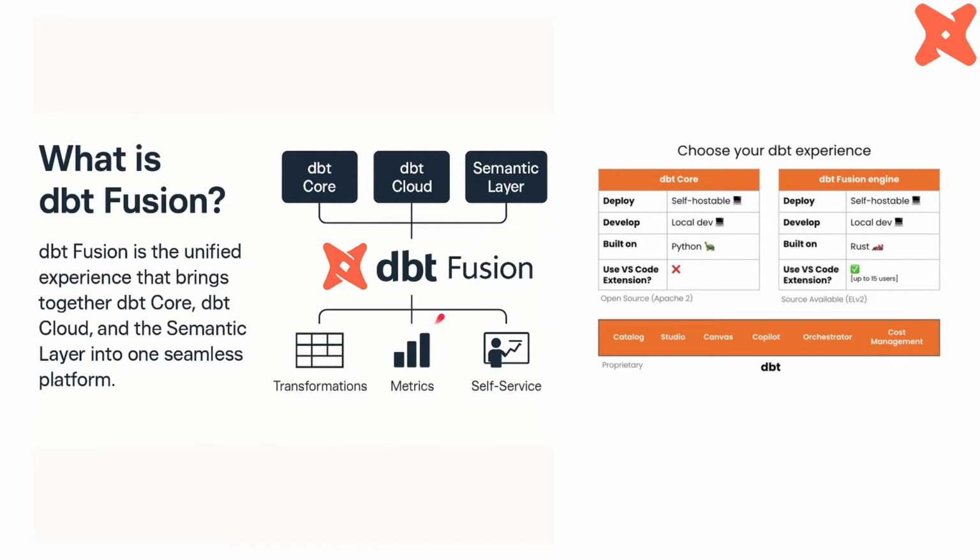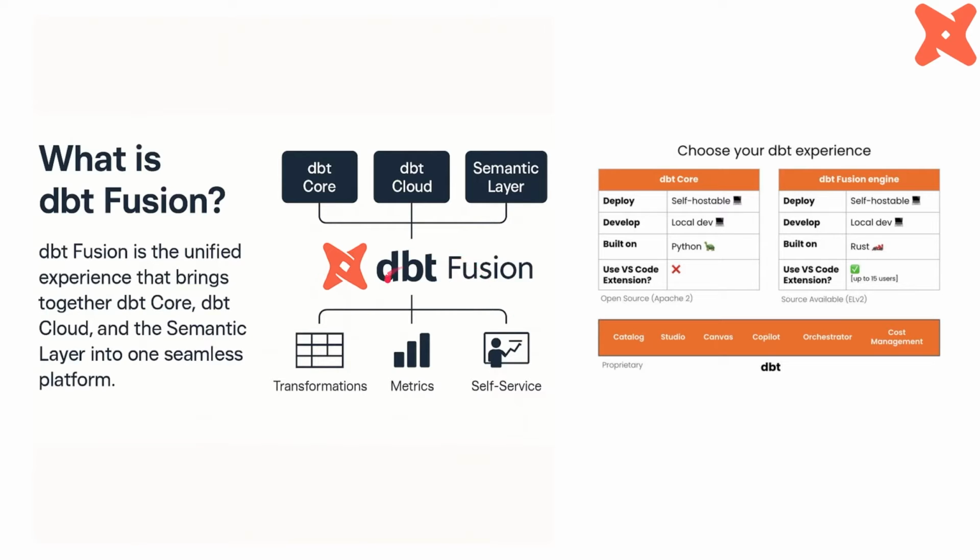So here you can see dbt Fusion sits at the intersection of three essential components. dbt Core for SQL modeling, dbt Cloud for automation and orchestration, and Semantic Layer for defining reusable metrics. These are not just integrated, they are fused into a single workflow. Below that, the Fusion engine powers three main pillars, that is transformations, metrics and self-service.